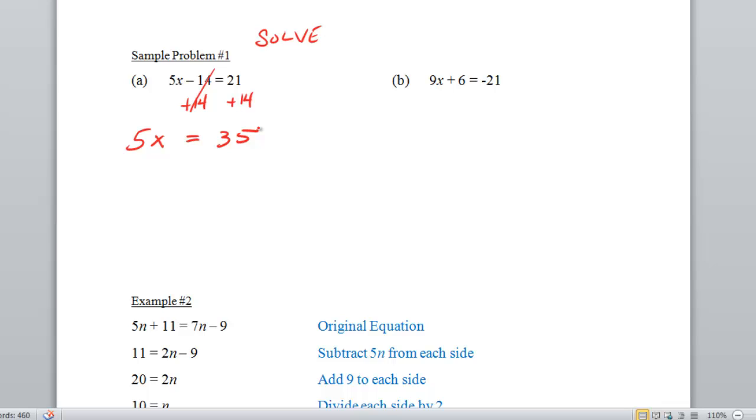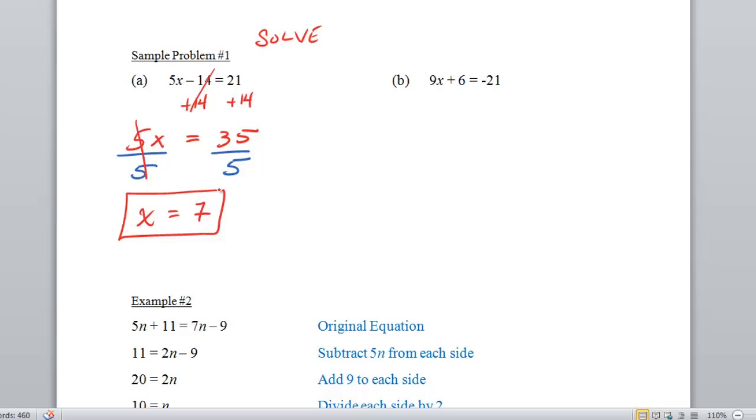Now 5x equals 35. 5 is being multiplied by x. The way we undo, or break apart, multiplication is through the division process. So I'm going to divide by 5, and if I divide one side by 5, I must divide the other side by 5. So these 5's will cancel out, leaving me simply x is equal to 7, and I've solved for x in that problem. Alright, very good.